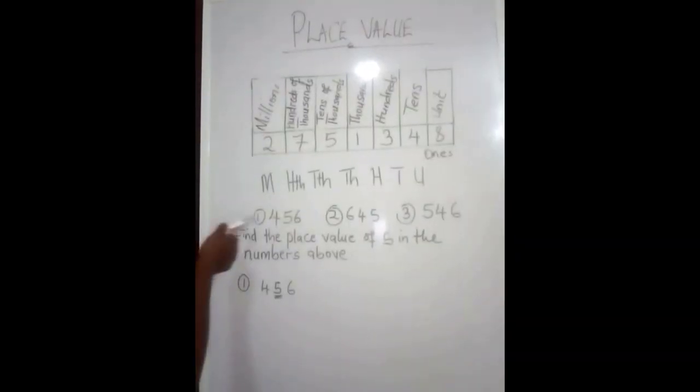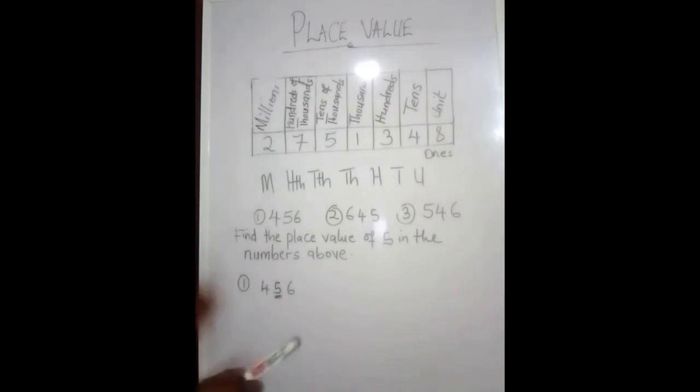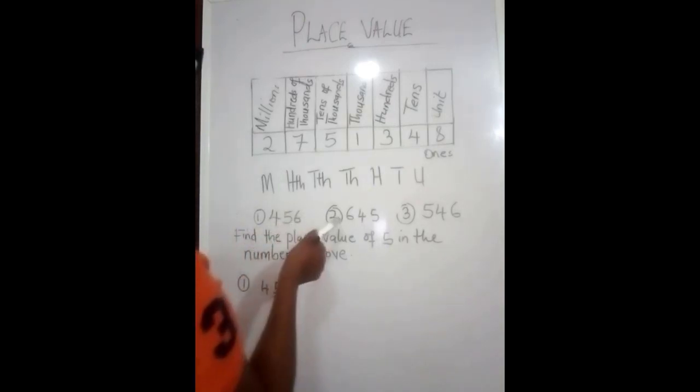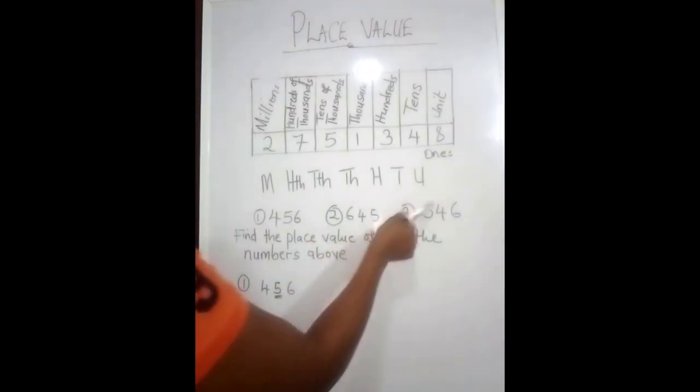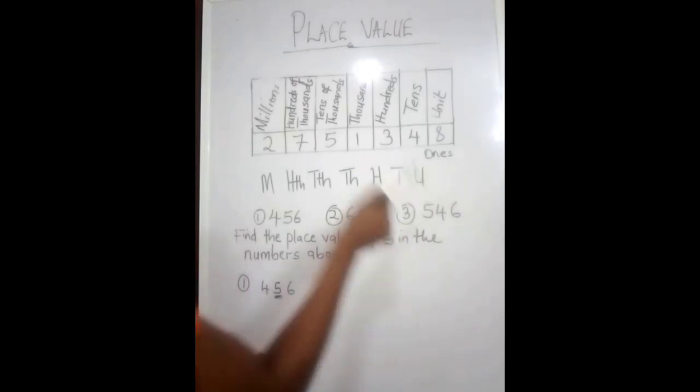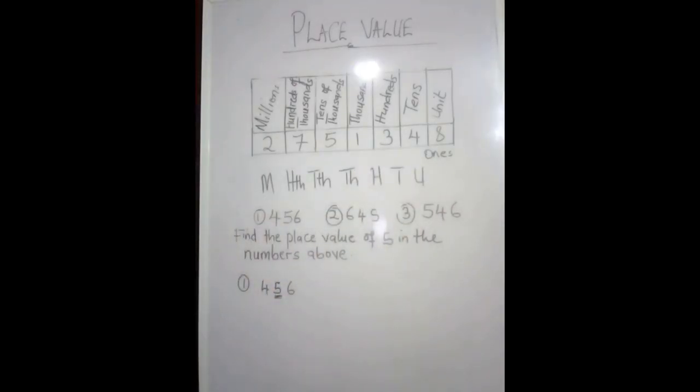So here we have a set of 3 numbers made up of the same digits. These numbers have been formed using the same digits, 4, 5, and 6. The first number here is 456. It has 4, it has 5, and it has 6. And the second number is 644. If you look at it, it also has 4, it has 5, and it has 6. And the third number is 546. 5 is there, 4 is there, and 6 is there. So these 3 numbers have been formed using the same 3 digits.